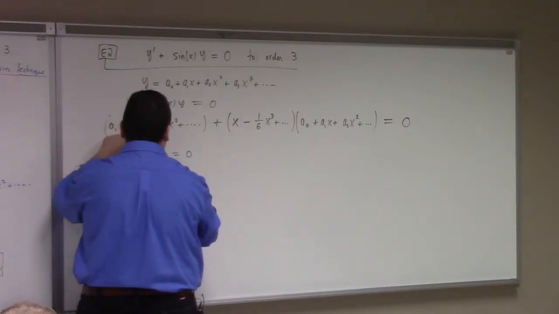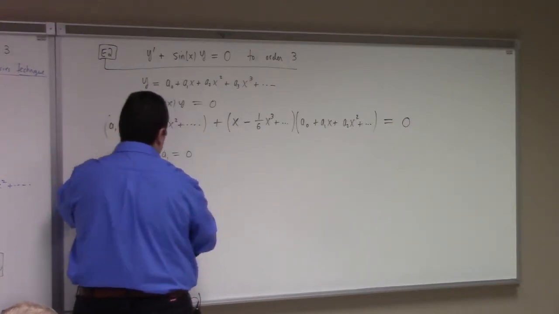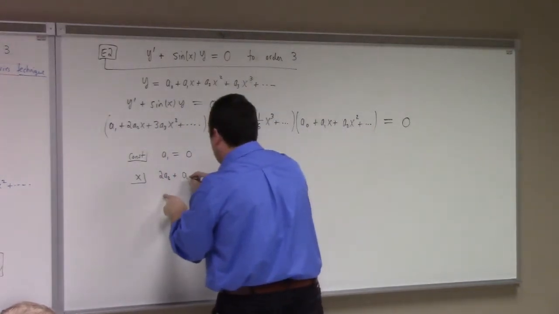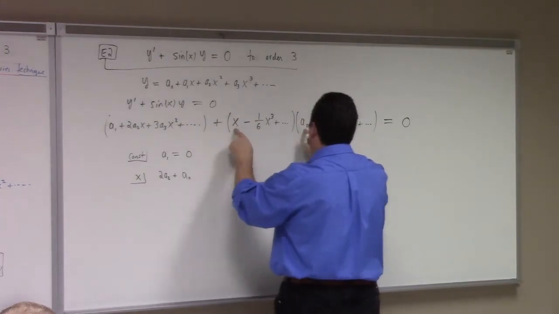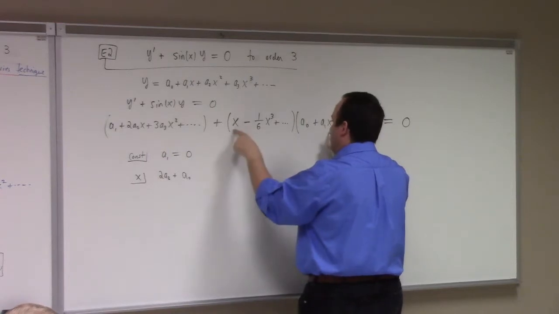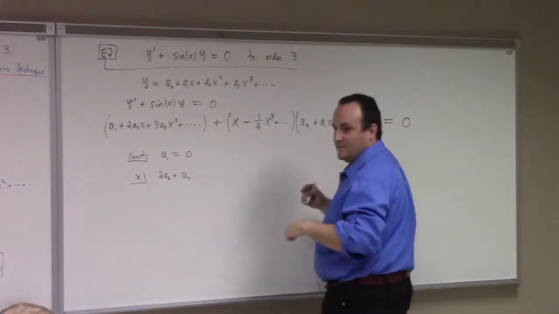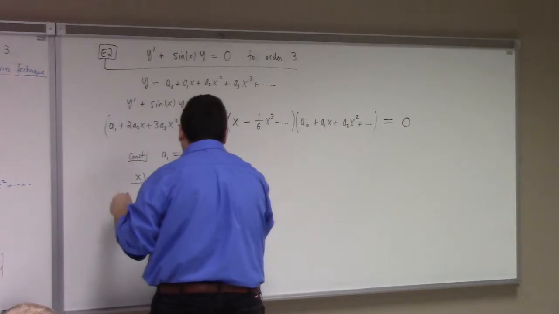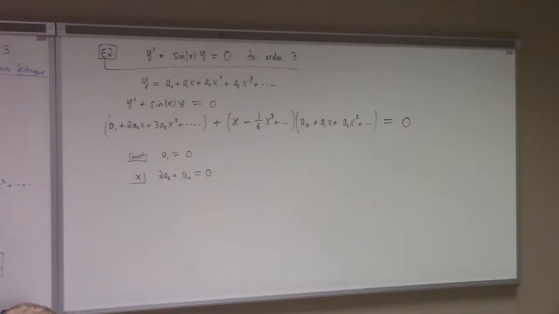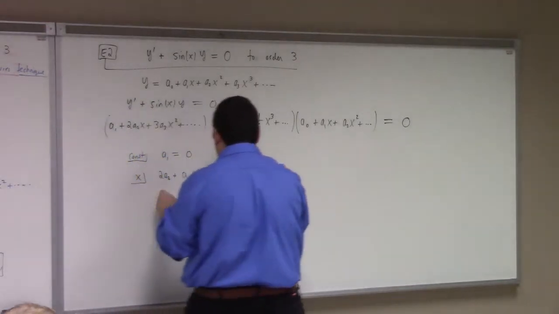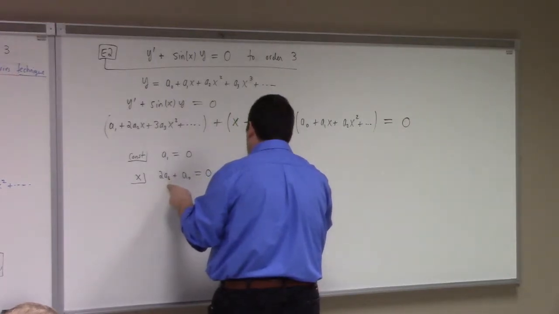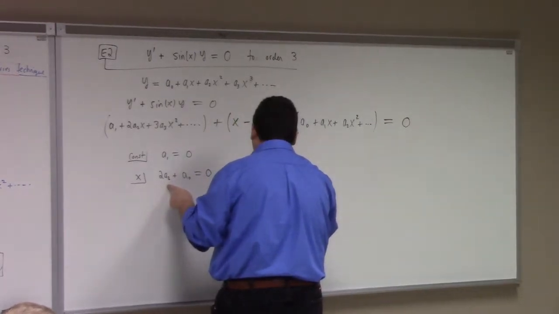How about the x terms? I've got 2a2. x times a0 gives me a0. Anything else here? No, because I get x cubed times stuff, that's too big. a1 times x, well, that's at least an x squared, that's too big. So I get 2a2 plus a0 equals 0. Right? What does that mean? Well, this means that the fates of a0 and a2 are linked. a2 is equal to minus a0 over 2.